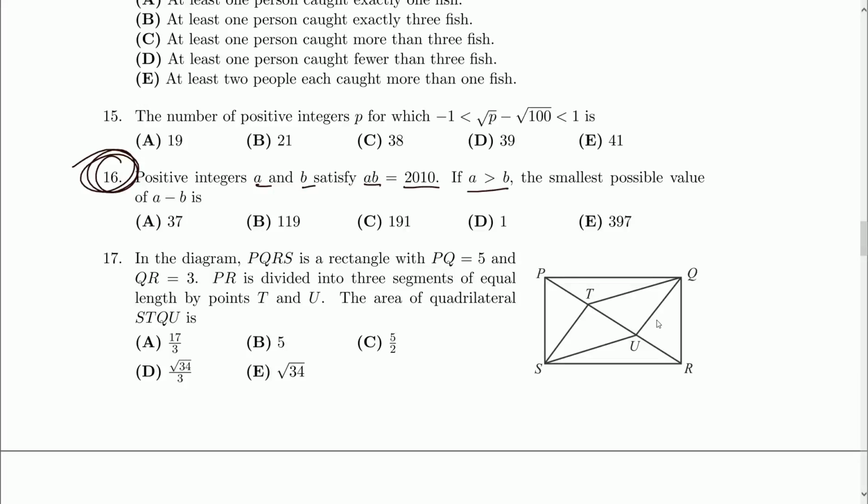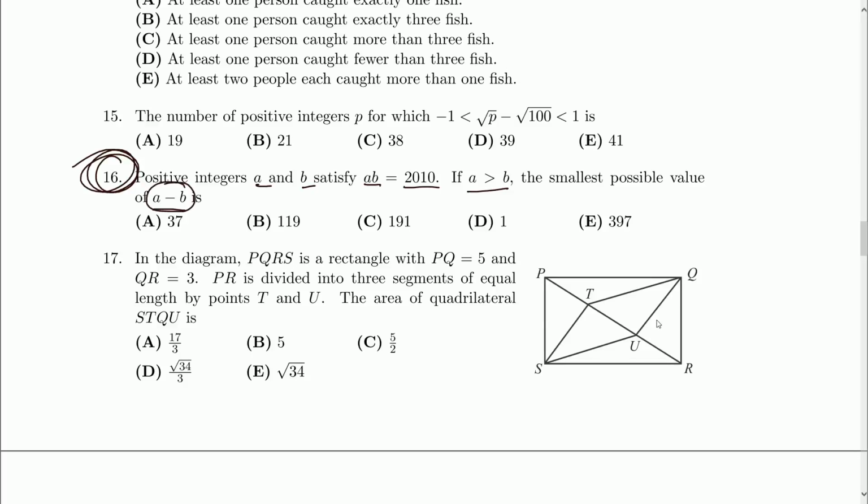If a is greater than b, the smallest possible value of a minus b is... Okay. So, we can just go through this question and say something to the effect of, well, there aren't that many factors of 2010, so we could list them all out and take their differences, and that would be fine. Okay? And I might end up doing that, but if we stop and do a little reasoning here, we want the smallest possible value of a minus b.